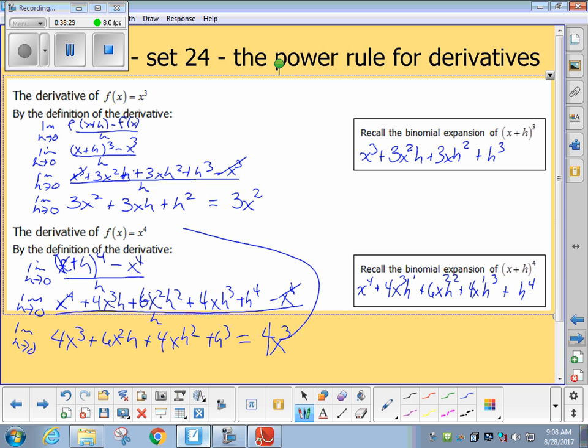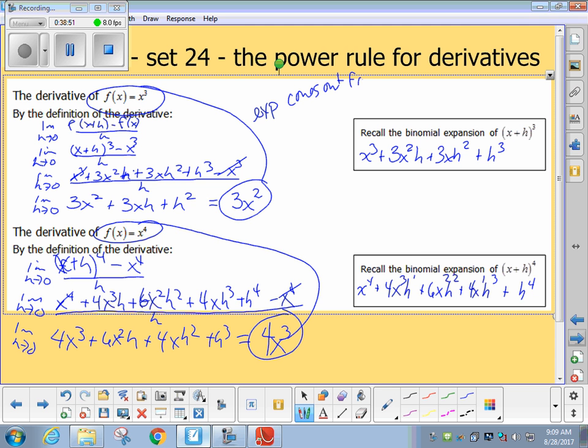cubed. Now, looking for trends, somebody said, wait a second. The derivative of x cubed is 3x squared. It looks like what happened? When you took the derivative, the exponent comes out front, and what happens to the new exponent? Reduce the exponent by 1.